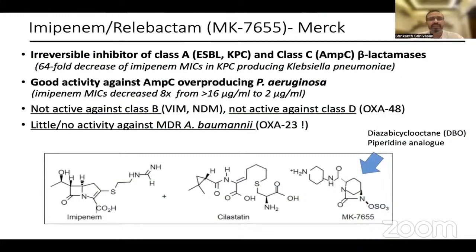Coming to imipenem-relebactam, it's an irreversible inhibitor of class A, ESBL, KPC, and class C, that is AmpC. It produces a 64% reduction in the MICs of imipenem for KPC-producing Klebsiella pneumoniae. So most of these BLI inhibitors reduce the MIC of the old drug. It has a good activity against AmpC-overproducing Pseudomonas aeruginosa also, but it is again not active against metallo-beta-lactamases and not active against OXA strains. So it is predominantly only for KPC, ESBL, and AmpC, not for class B or class D. So it has little or no activity against Acinetobacter.